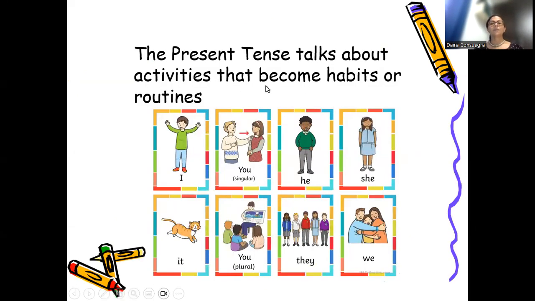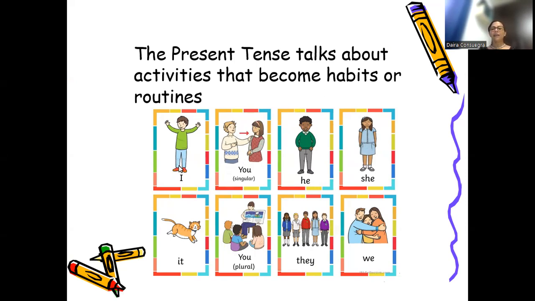First, what is the present tense? The present tense talks about activities that become habits or routines. Habits that you do every day or routines that you develop during the whole day. But before knowing that, we need to know the pronouns, okay? Because the pronouns will allow you to make sentences with different verbs. So let's start knowing them.